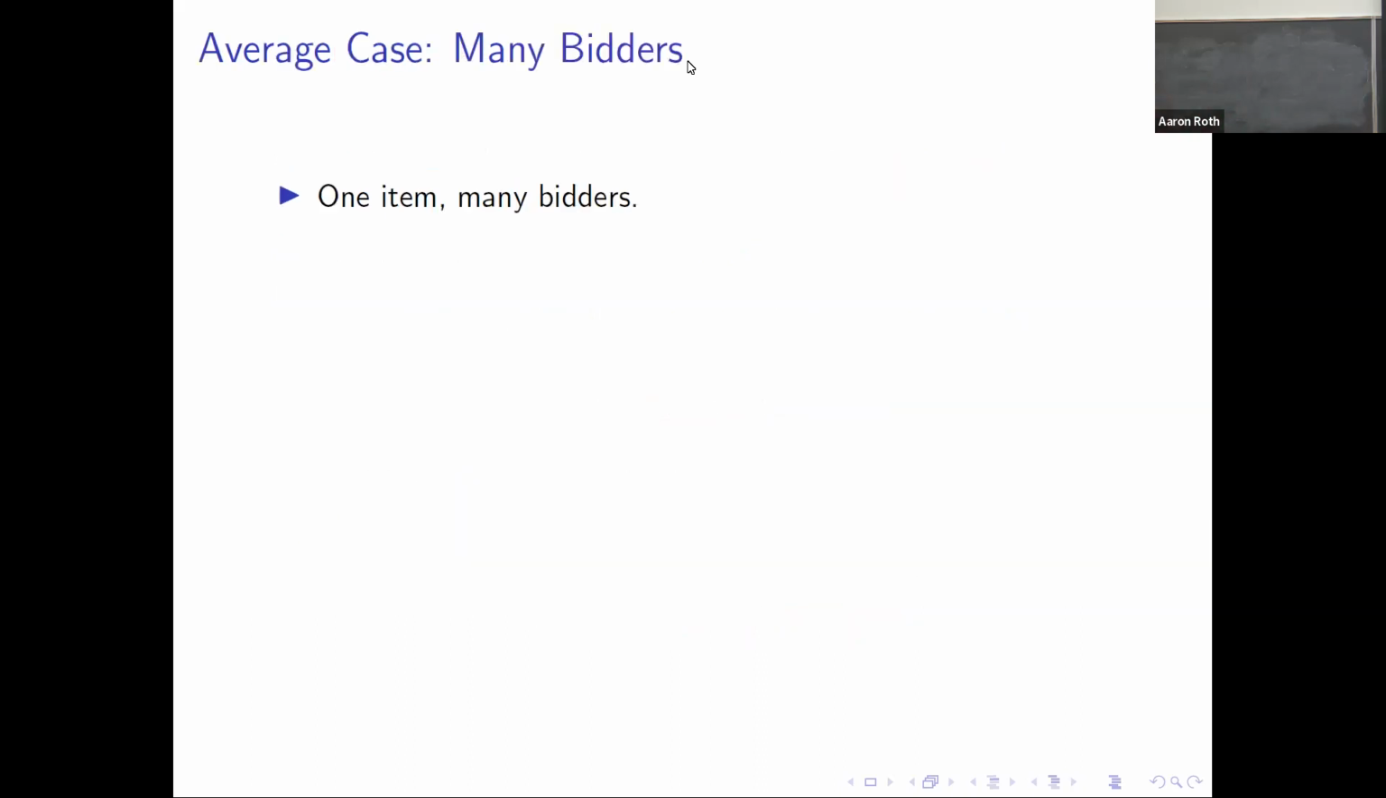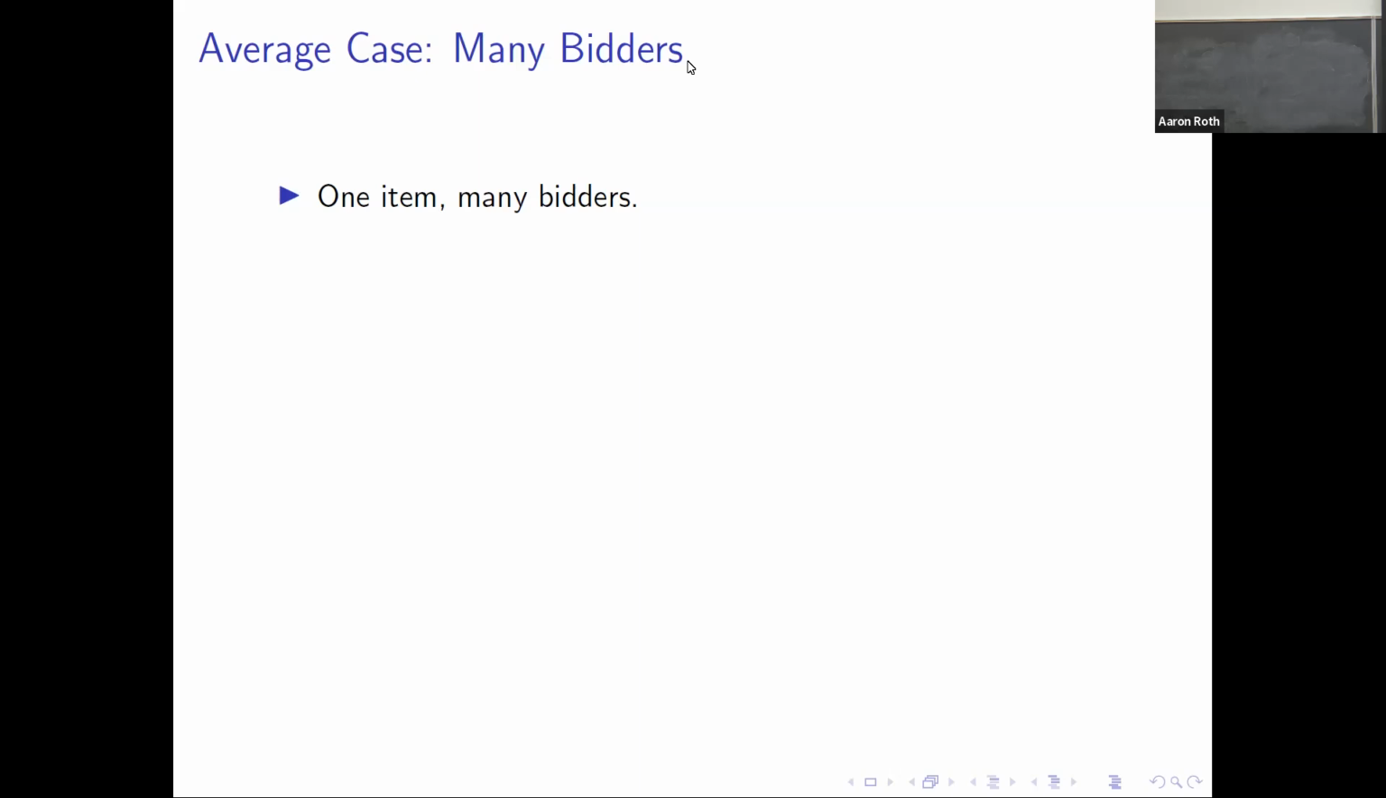Okay, so we just handled the case of one item and one bidder, which was just optimizing over a single price, so write out the expression and solve. Let's now try to handle one item and many bidders.